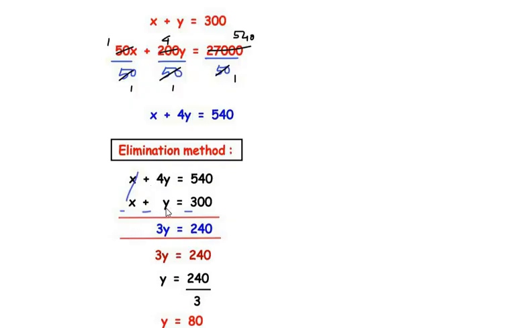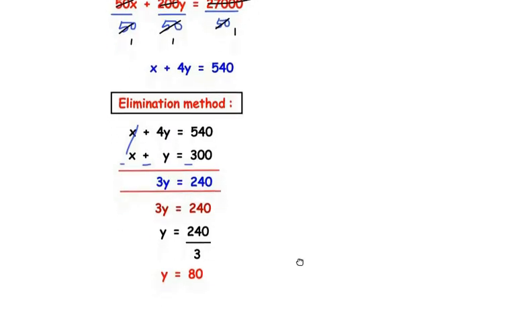Now 4y minus 1y gives us 3y is equal to 540 minus 300 gives us 240. So our equation becomes 3y is equal to 240. Now taking 3 on the other side of equal to sign, 3 divides 240, that is 3 1 times is 3 and 3 80 times is 240. So here y will be equal to 80.